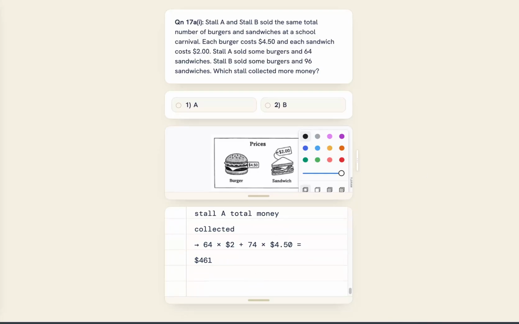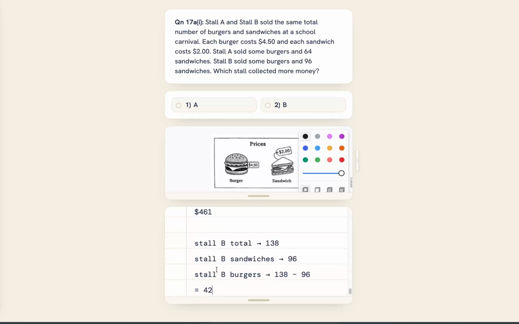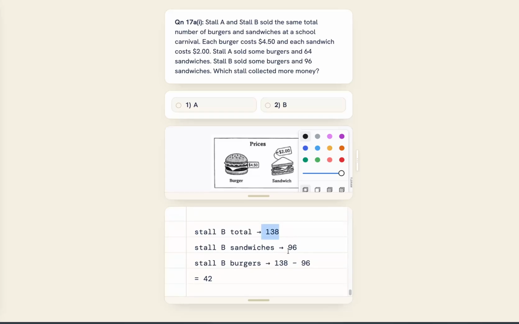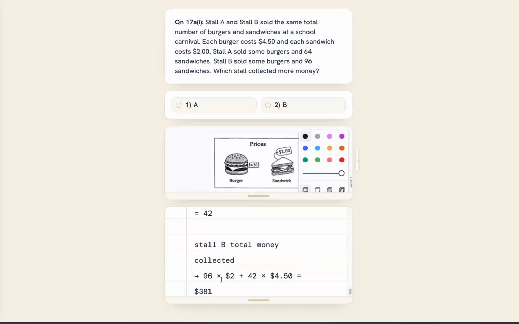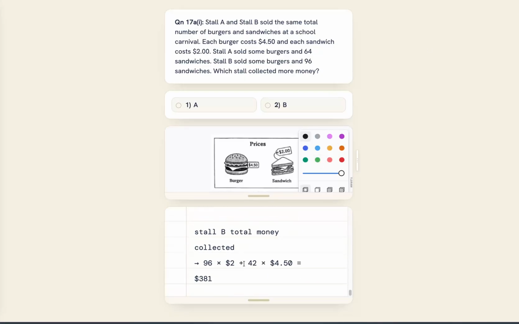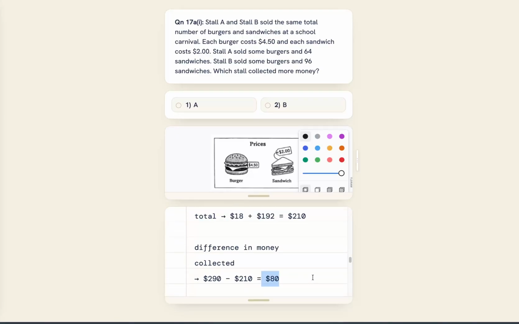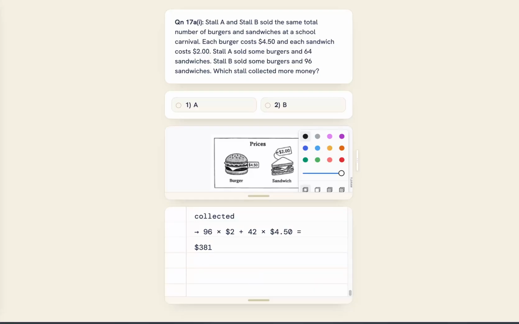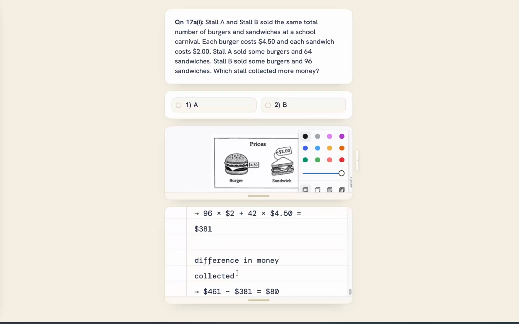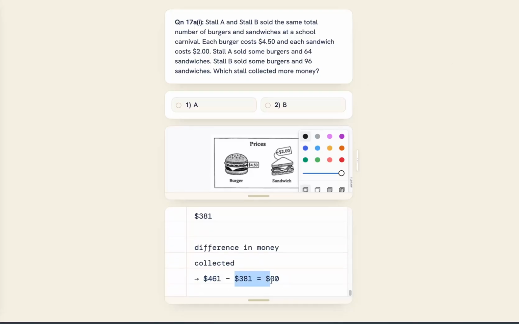Then if you were to do stall B total, then it's the same, right? Stall B total is always 96 for sandwiches. Total is 138. That means the burgers will be 42. So the total money collected will then be equal to $381. So stall B collected is 380 and then stall A collected is 460. Can you guess what's the difference? So earlier the difference will be 80. Do you think the difference will be 80 the same way? So let's find out. Difference is 460 minus $381, and this will be $80.